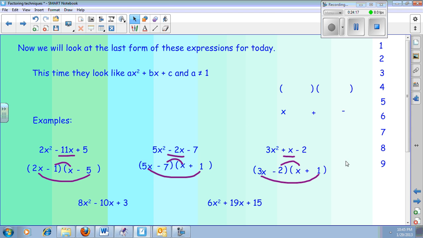Now, the last two examples have a little bit more trickiness to them, because if you look, the first term, ax squared, a is no longer a prime number. In these first three examples, we used 2 and 5 and 3, and there were no other factors of 2, 5, and 3 besides 1 and themselves. 8, however, has a couple of different choices for factors. We could use 8 times 1, or we could use 2 times 4.